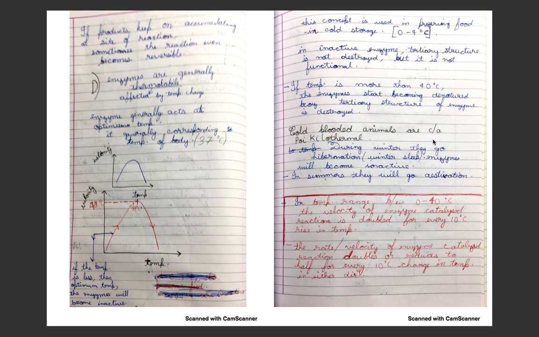Now cold-blooded animals are called poikilothermal, because during winter they go into hibernation and enzymes become inactive. In summers they go into estivation. Now in the temperature range between 0 to 40 degrees Celsius, the velocity of enzyme-catalyzed reaction is doubled every 10 degrees Celsius rise in temperature. For example, at 10 degrees Celsius there was x velocity, then at 20 degrees Celsius there would be 2x velocity, again at 40 degrees Celsius there would be 4x velocity. Simple as that.